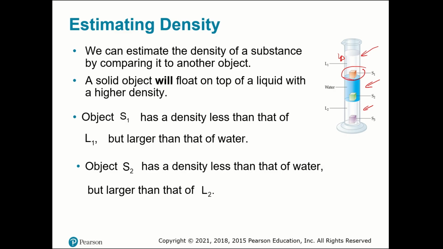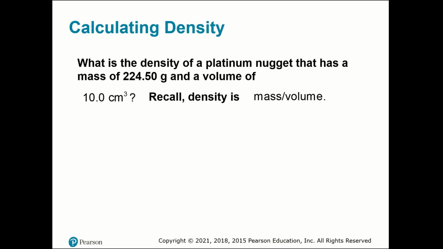So if I know the density of this and this, I can predict very closely the density of this object over here. And the same thing happens over here. I know that it's denser than water, so it will be bigger than 1 gram per milliliter, right? But if I go to this liquid, I know that it's lighter than this. So if I know the density of this and the density of water, I can predict easily the density of this.